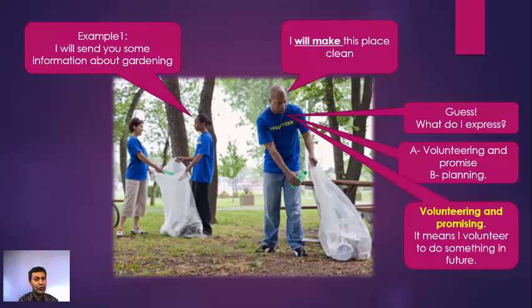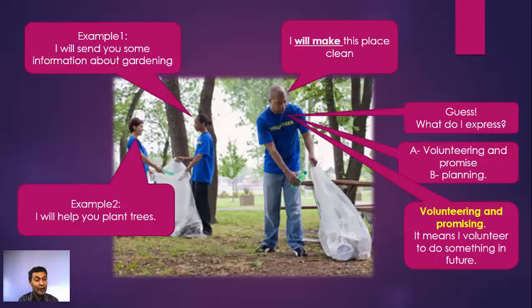Yes. The person here again promises, and he is doing that out of volition. He's not doing that because he's paid or something. No, he wants to help. He has this desire, this willingness, this volition to help the lady or the person next to him. He says, I will send you some information. It's a promise. It's a volunteering promise. If we take this lady, example 2, she says, I will help you plant trees. We can say, I help you to plant, or I help you plant. It's the same. Here again, what's the lady doing? Yes, it's volunteering and it's a promise.